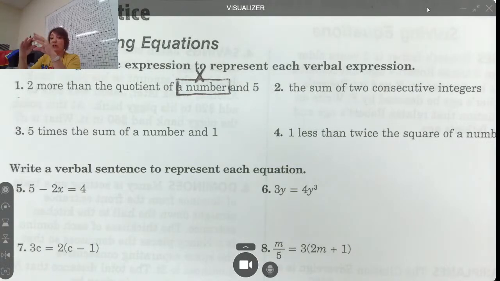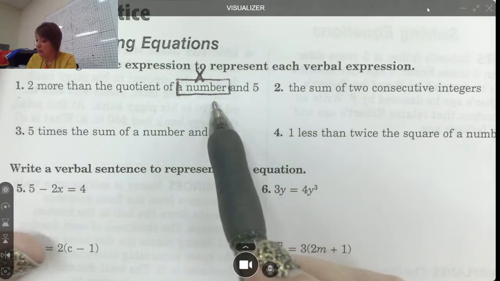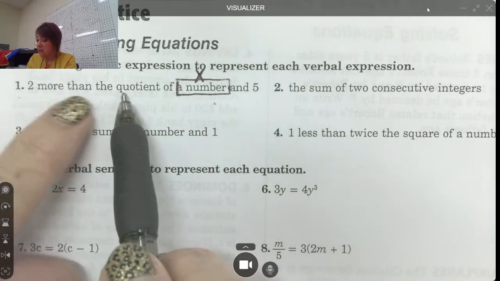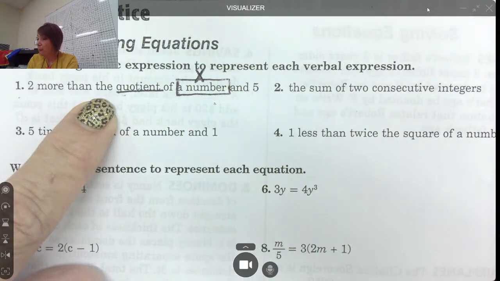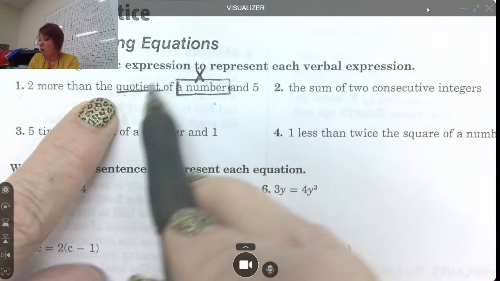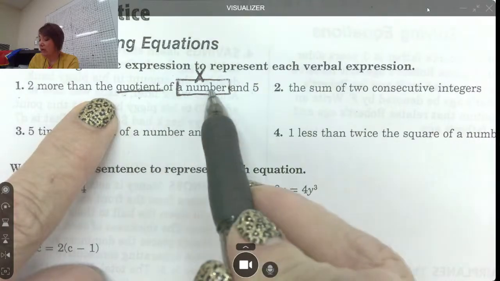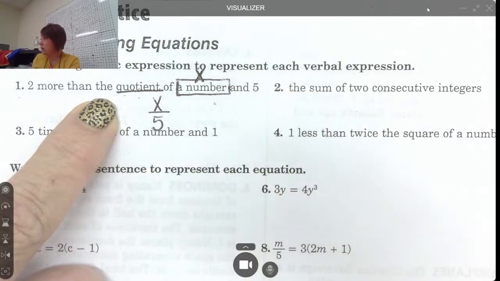So we go to what's the first thing that we say about a number? What do we do with it? Well, it says the quotient of a number and 5. Do y'all remember what the word quotient means? That's an answer when you divide, right? So the quotient of a number and 5 means we take a number and we divide it by 5.